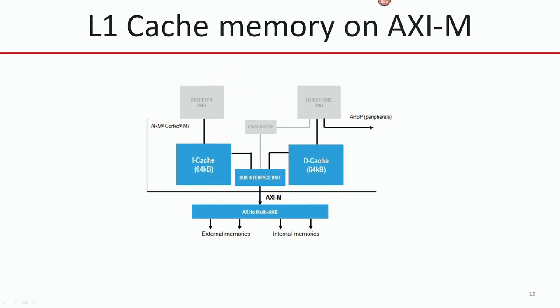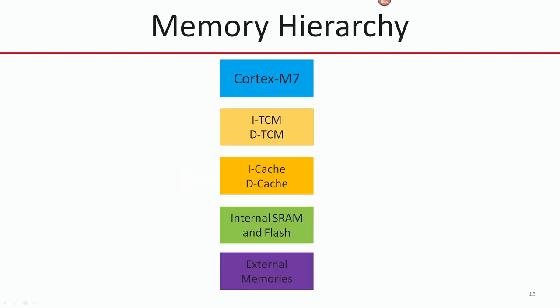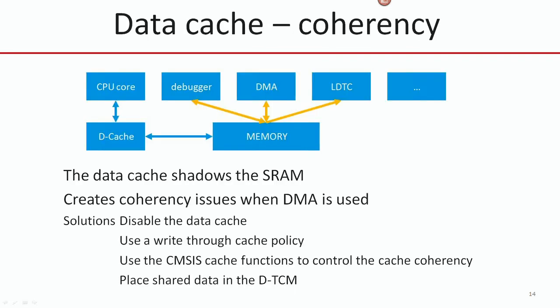So with the instruction and data caches, these are sitting above the AXI bus and can be used to cache the code and data that's accessed over the AXI-M bus. So now we have a memory hierarchy. With the Cortex-M7, the fastest memory will be available in the tightly coupled memories, followed by the instruction and data caches. Below that we have the on-chip SRAM and flash, and then the slowest memories will be external memories. So it's again just understanding this memory hierarchy and how to place code and data.